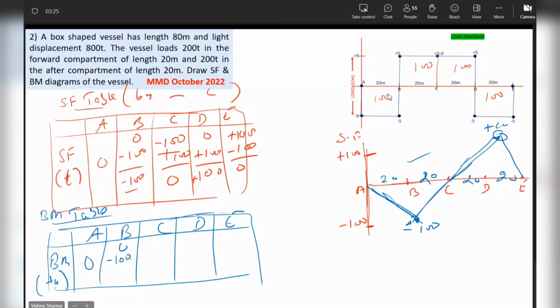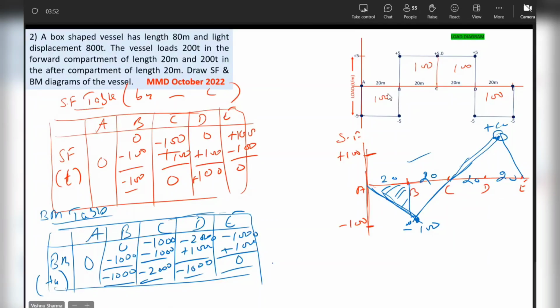Yes or no? Is it minus 1000? Am I right, guys? Yes, sir. Area of the triangle? Yes, sir. This triangle, right? Then minus 1000, another minus 1000 becomes minus 2000. Minus 2000 plus 1000 becomes minus 1000. And minus 1000 plus 1000 becomes 0. Now we have the BM diagram.